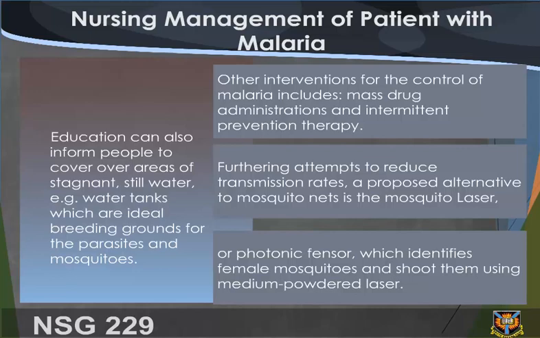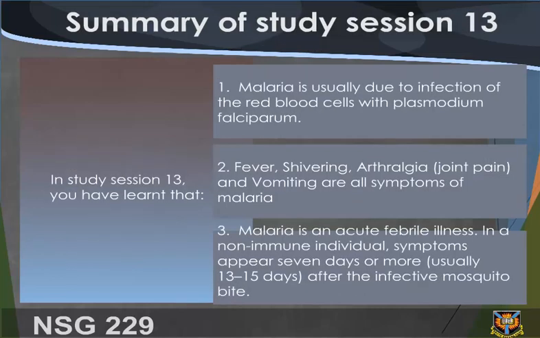Other interventions for the control of malaria include mass drug administrations and intermittent preventive therapy, furthering attempts to reduce transmission rates. A proposed alternative to mosquito nets is the mosquito laser, or Photonic Fence, which identifies female mosquitoes and shoots them using a medium powered laser.